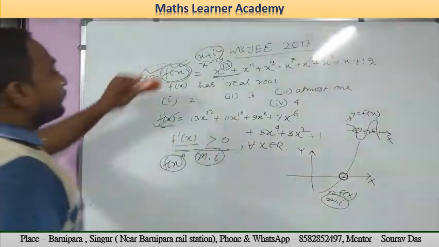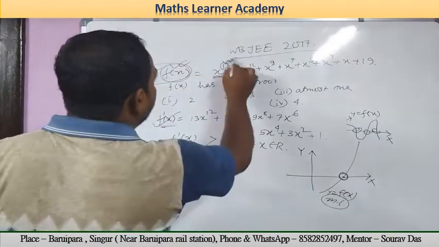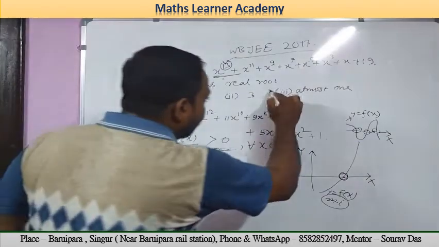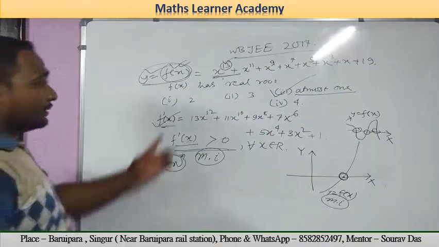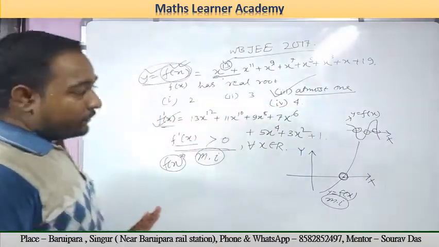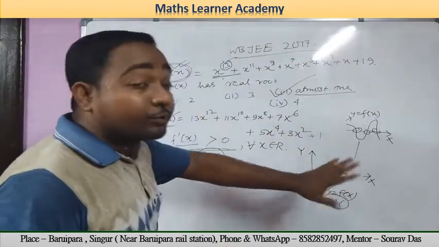So that's why, since this is an equation with odd degree 13, an odd number, it has a real root. So the right option will be at most one real root. So this equation has at most 1 real root, right? Not 2, 3, 4. Since this is an increasing function, it must cut the x-axis at most at 1 point.